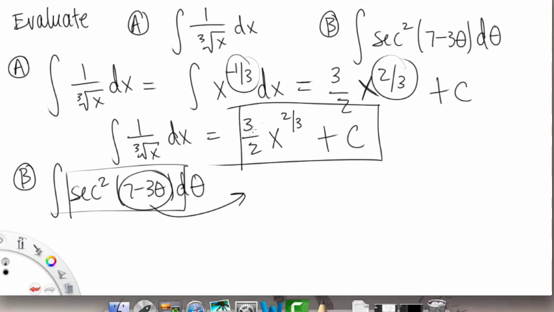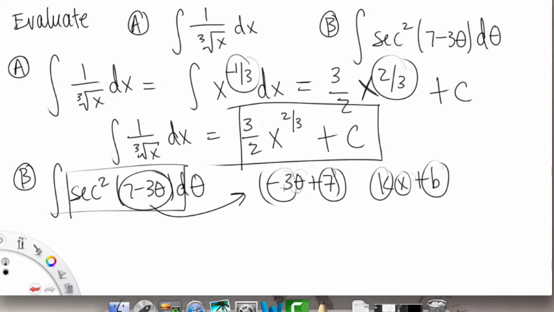Here's where this is a special case. We could rewrite that as negative 3 theta plus 7 on the inside. So this is in the form of kx plus b, because we have this constant, which is the 7, a variable, which is now theta, and a coefficient in front, which is negative 3. Because the inside part is a little more complicated than just theta, we have to add a factor of 1 over whatever the coefficient of our variable was. So that would be 1 over negative 3, at the end. That's what we do when we integrate.